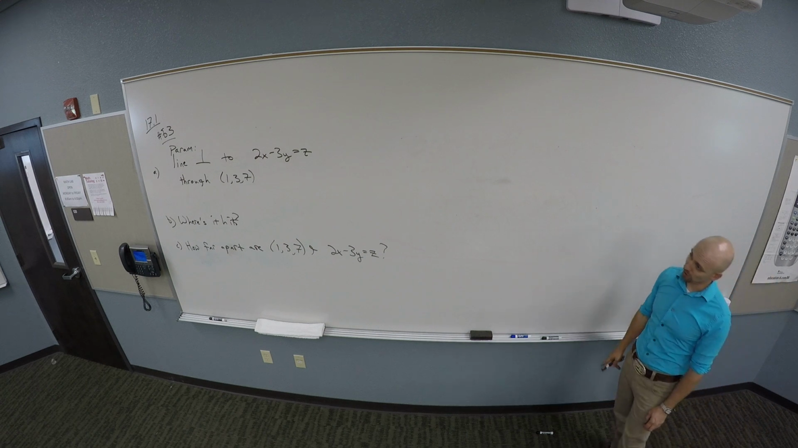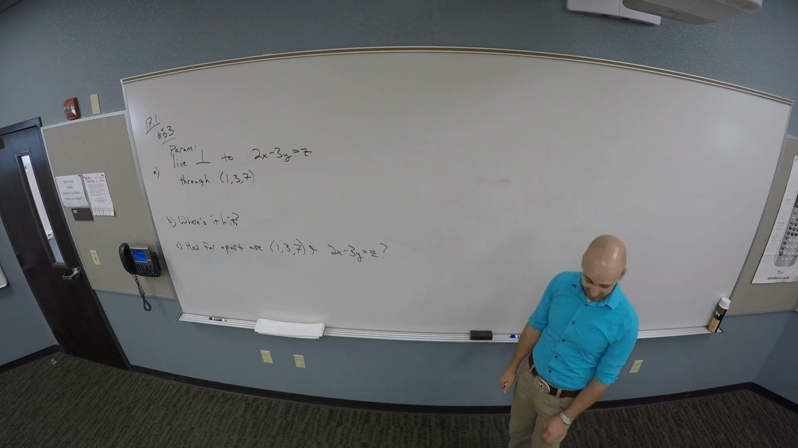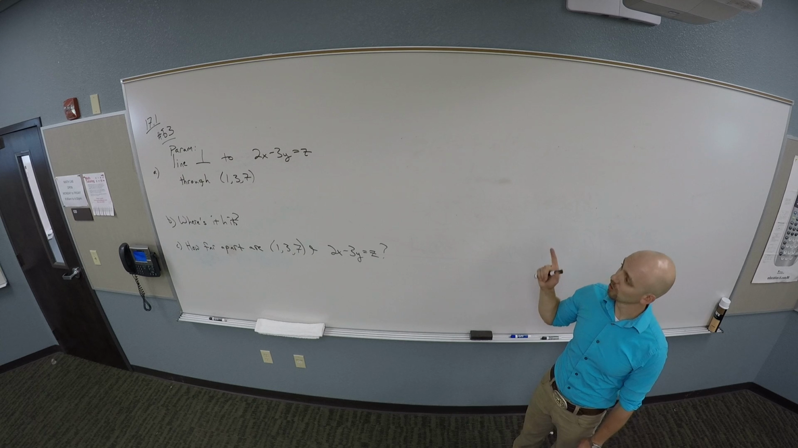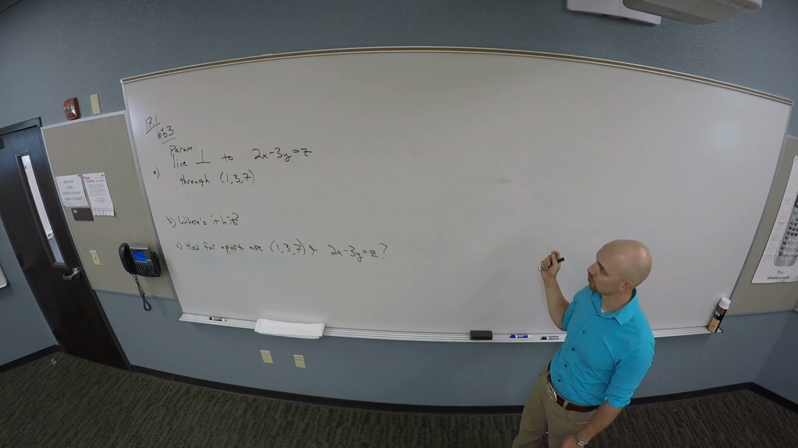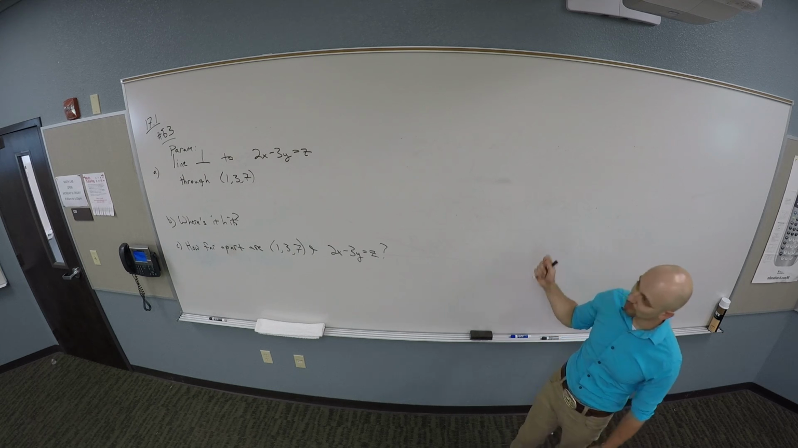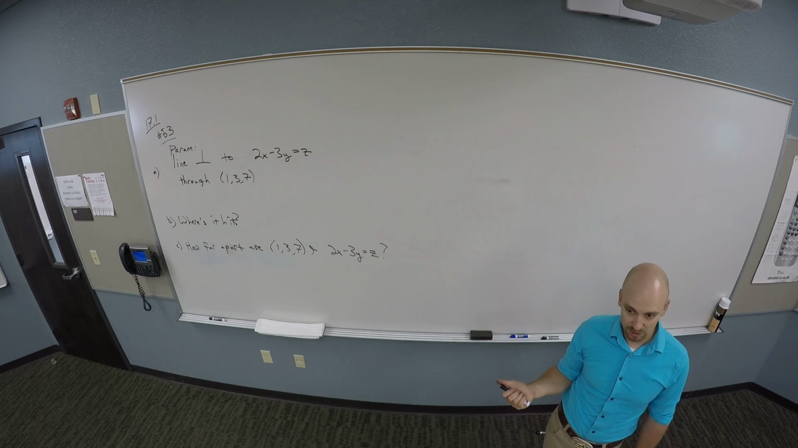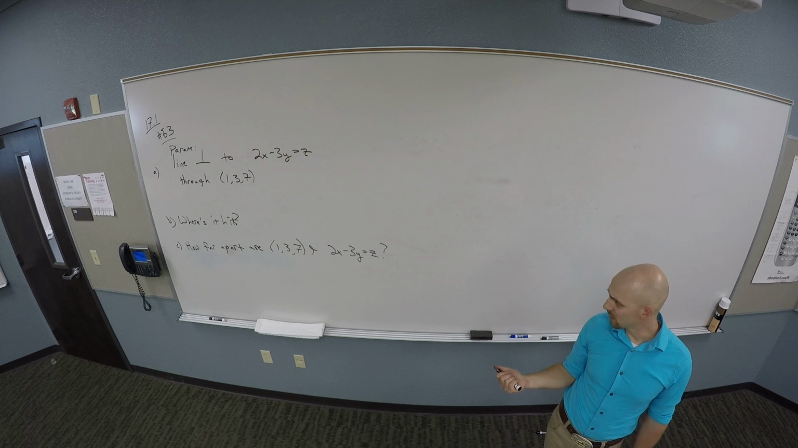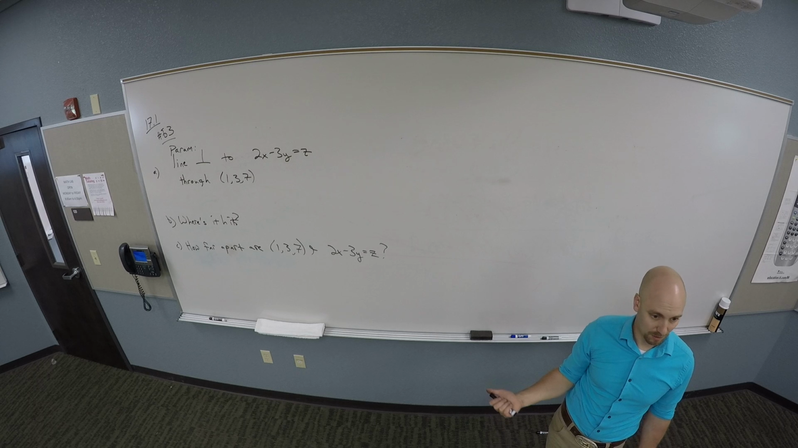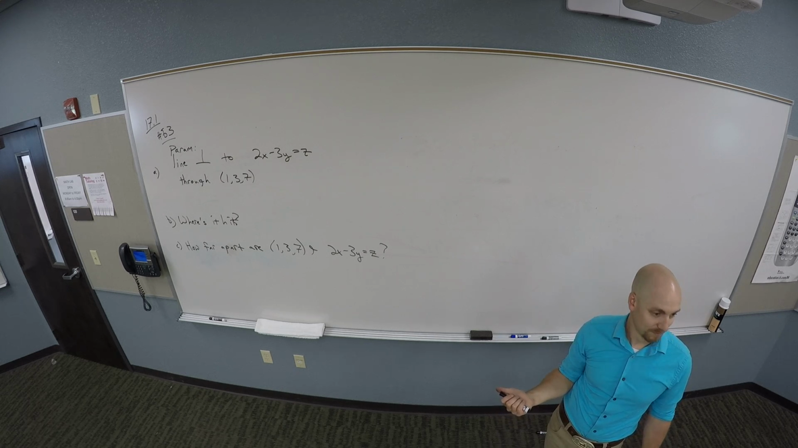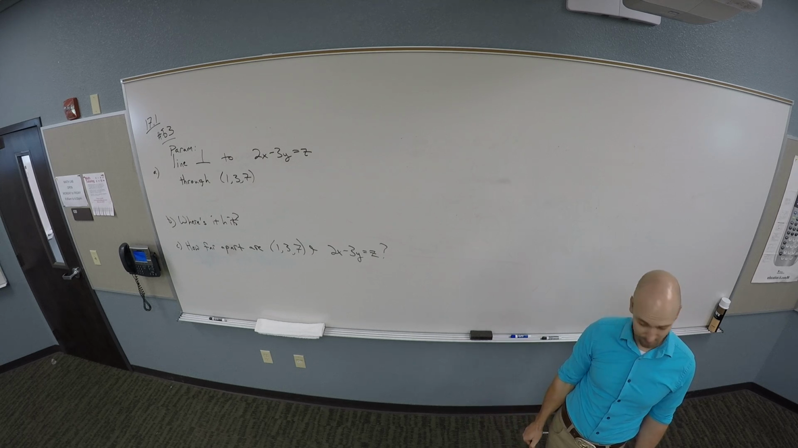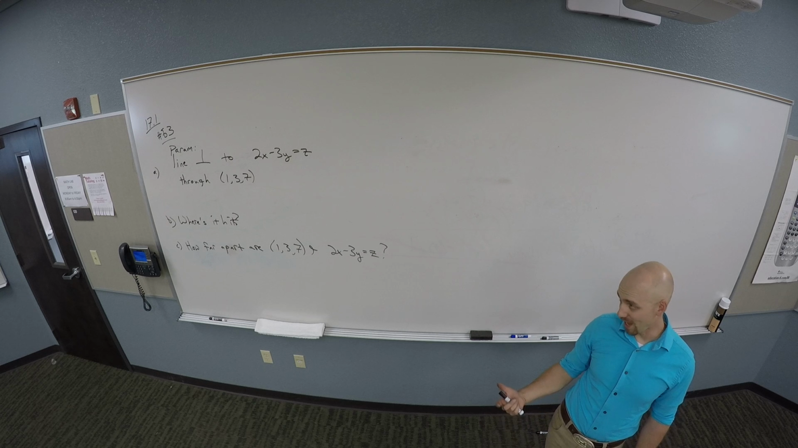So let's see if we can sort out 53, which has several bits. First, we want to parameterize a line perpendicular to the plane 2x minus 3y is z through a point (1, 3, 7). Then we want to find out where it hits. And then part C seems to ask how far apart are a point and a plane. Hopefully parts A and B will help me with that. Maybe. Probably. Hopefully. All right, let's start with A at least.